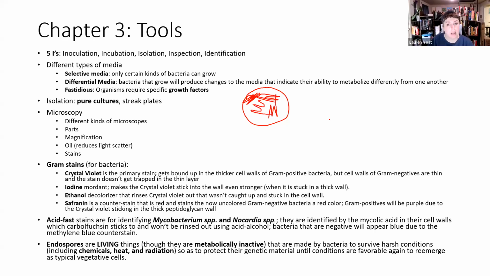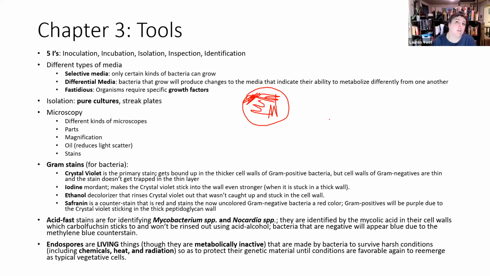So now at this point, we will counterstain with safranin. A counterstain is a stain that you re-add after a decolorizer. If your cells are purple after all of that, then you're gram positive. You stuck that crystal violet into your thick cell walls. Congratulations, you did your Gram stain properly and you have purple cells. They are gram positive, purple for positive.